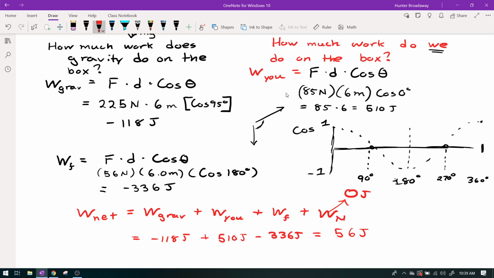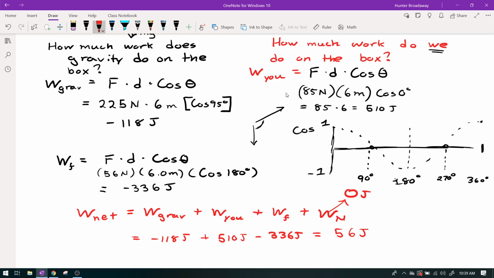If it is a perfect situation, the net work should be equal to the work that we did, or the work that we did plus the energy that was stored due to gravity. But since there's friction involved, it's taking away some of that energy. So this is a non-perfect situation, and we're taking into account the force of friction as well. Does that kind of make sense?